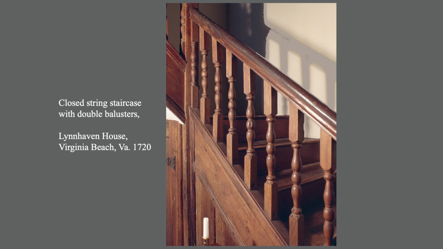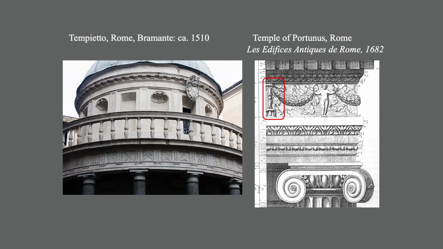A double baluster is not an ancient motif, but is a Renaissance innovation. An early example of its use is the balustrade of Donato Bramante's Tempietto in Rome, completed in 1510. It's believed that the form was inspired by Roman candlesticks, as seen in the entablature of Rome's Temple of Portunus, as recorded by Antoine Desgodets.